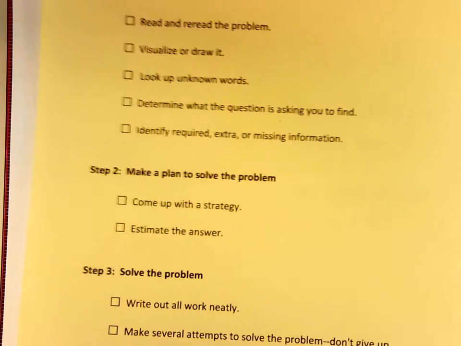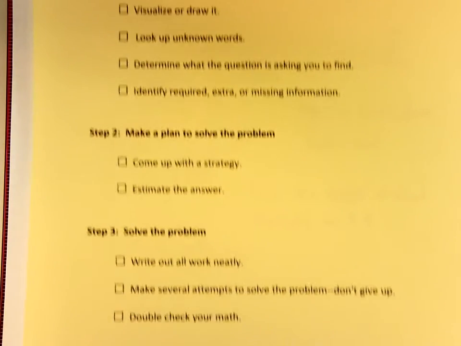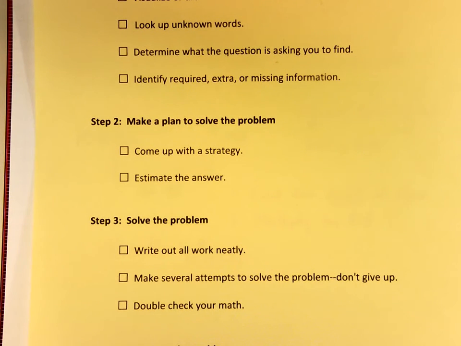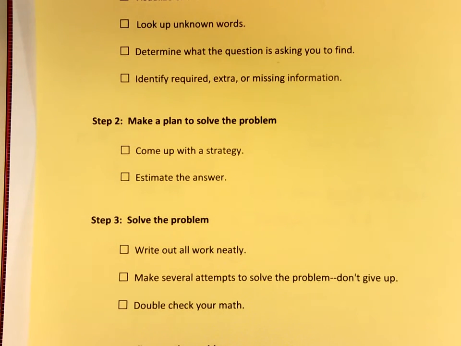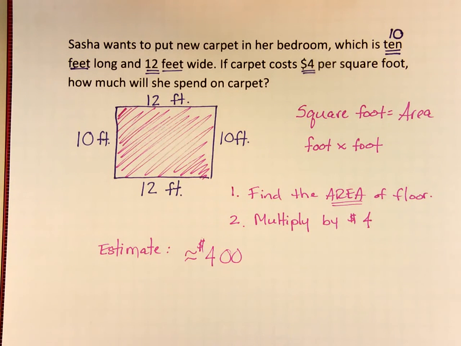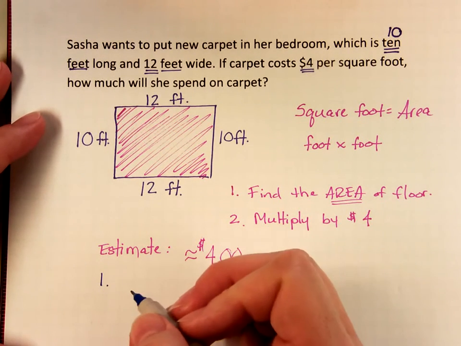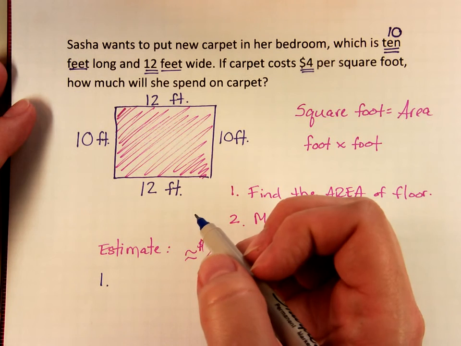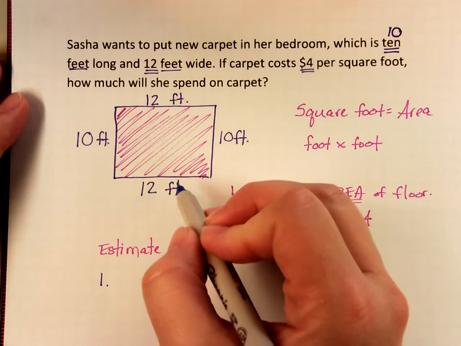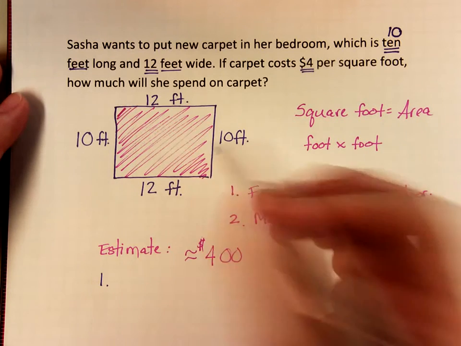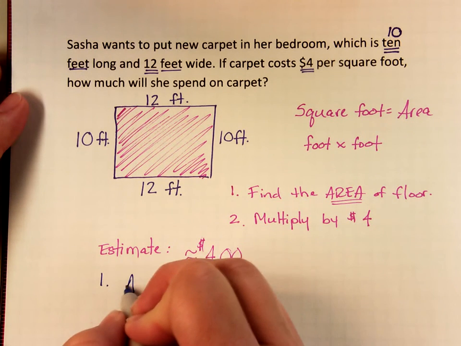Step number 3, solve the problem. Write out all work neatly, make several attempts to solve the problem, don't give up, and double check your math. So step number 1, we need to find the exact area of the floor. You can either find the area based on the fact that you multiply adjacent sides, which would be 12 by 10, or you can use a formula.